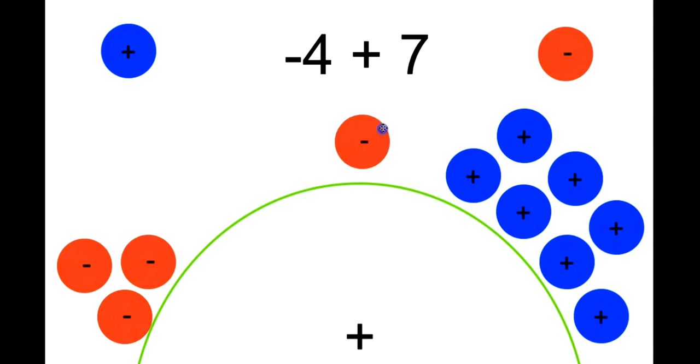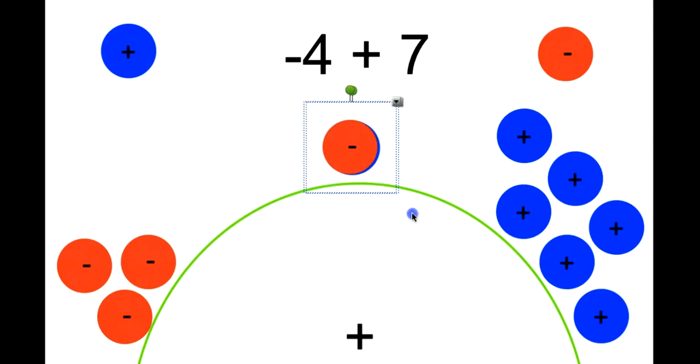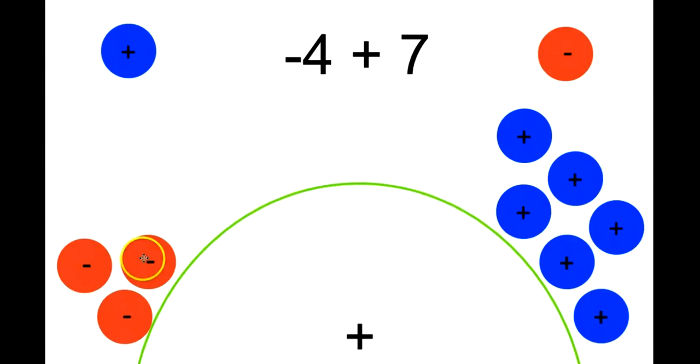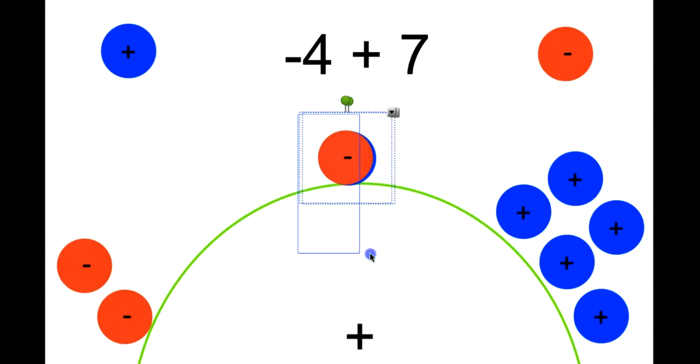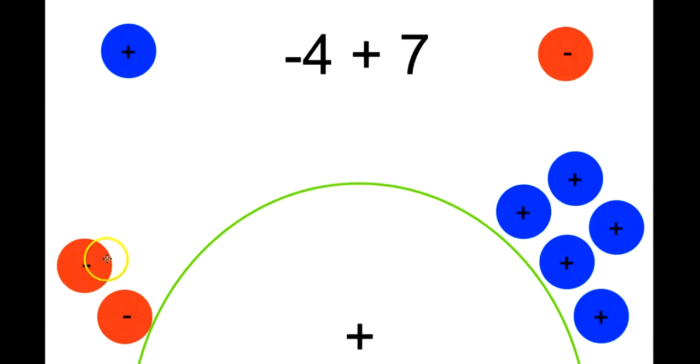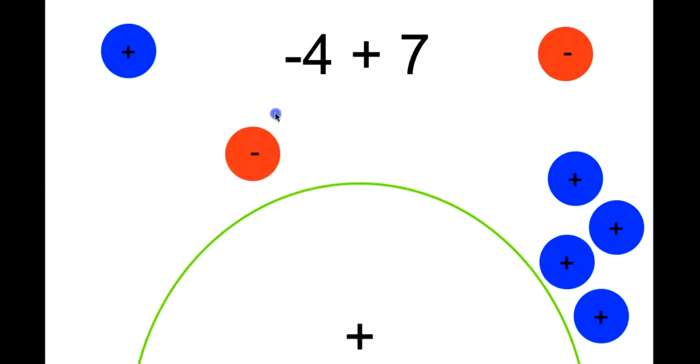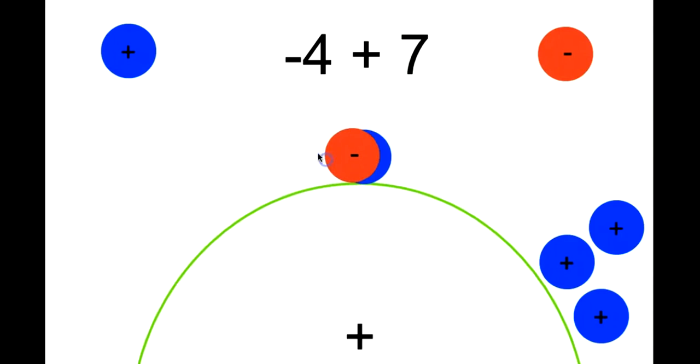So I have 1 negative and 1 positive, and they're going to cancel out, and they disappear at this point. I have a negative 1 and a positive 1, and they are also going to disappear. I have a negative and a positive, and they disappear. And I have a negative and a positive, and they disappear.